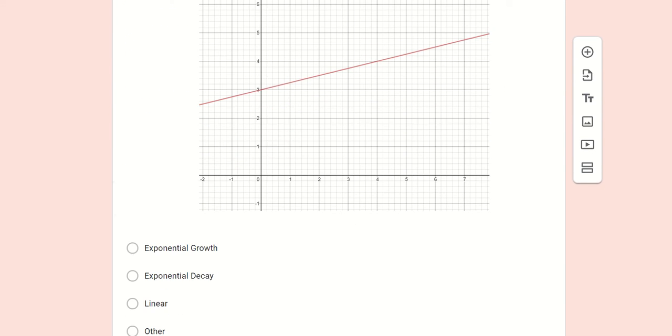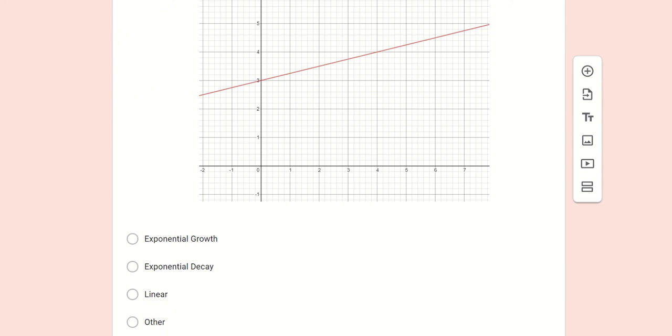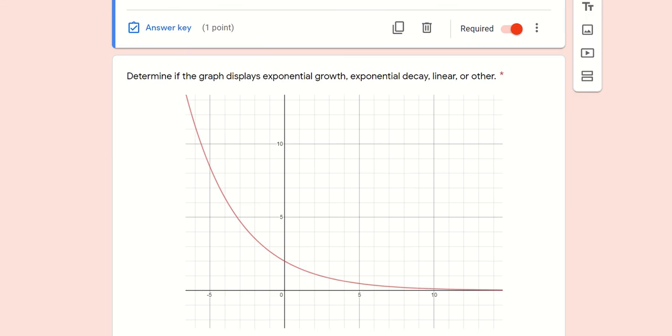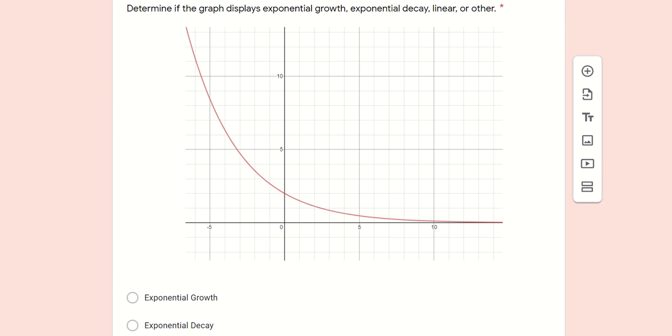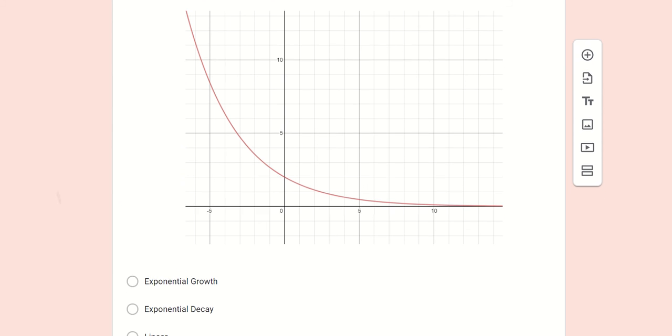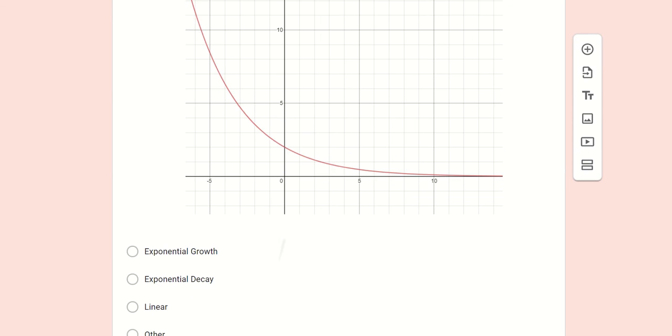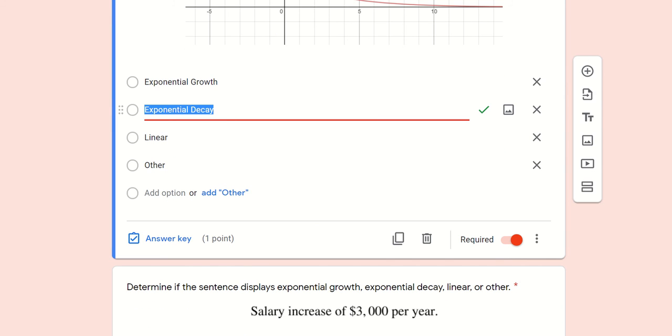This graph shows a line, not a curve, therefore it's not exponential. It has to be linear if it's a line. The next graph does show a curve, an exponential curve. From left to right, the curve is going down, so it is decaying. The numbers are getting smaller. That's exponential decay.